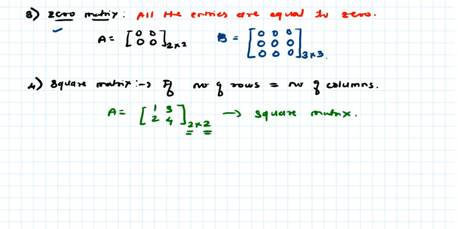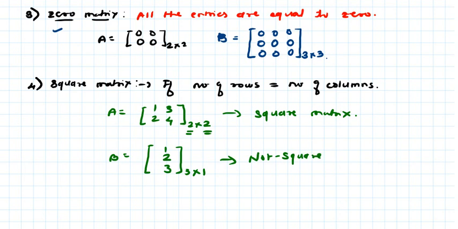If I take one more example, suppose this is 1, 2, 3. It contains 3 rows but only one column, so the number of rows is not equal to the number of columns, so this is not a square matrix. Clear?